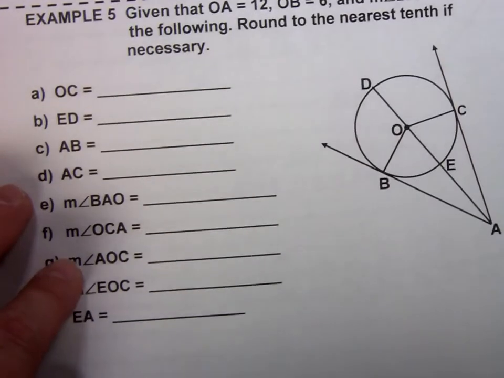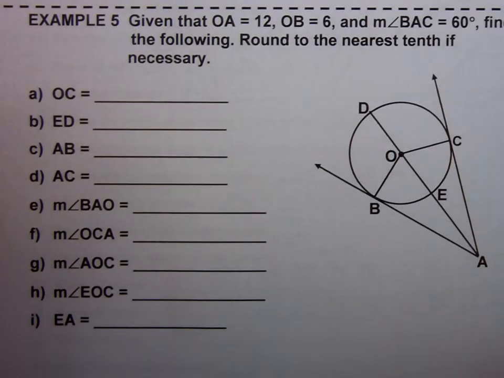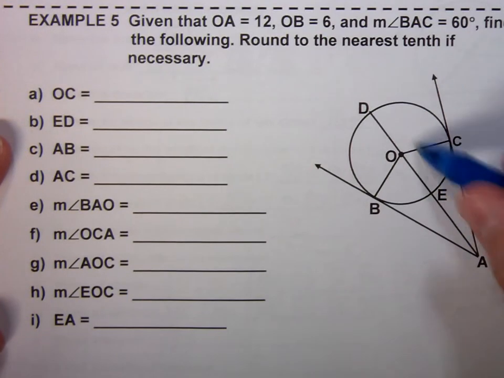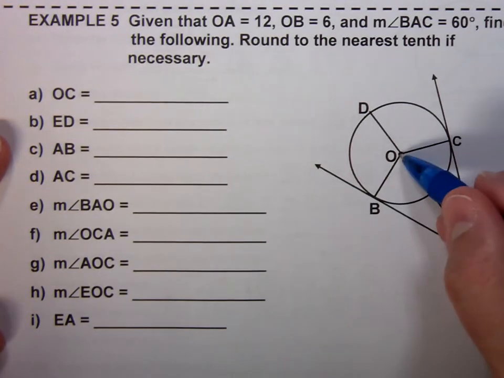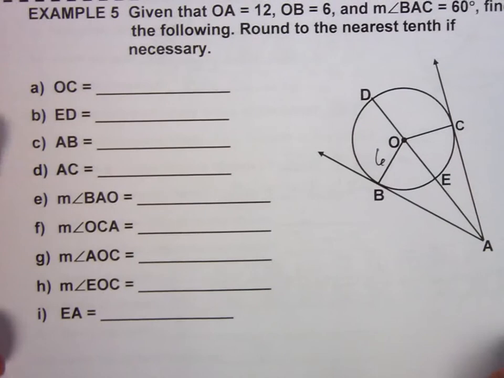Alright, let's look down here at example 5. This is our last one. Given that the distance from O to A is 12 and the distance from O to B is 6, and the measure of angle BAC, this entire thing over here, is 60 degrees, find the following. Round to nearest tenth if necessary.